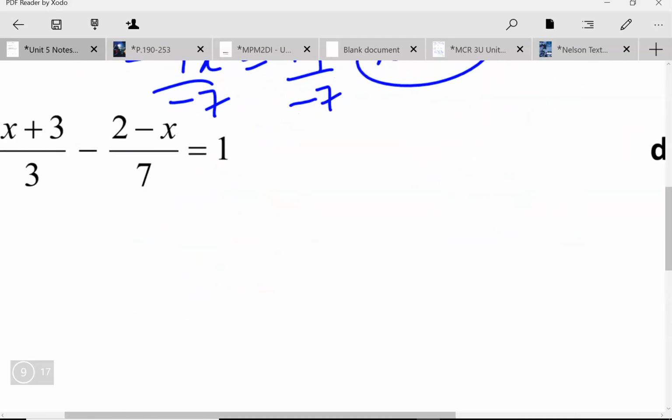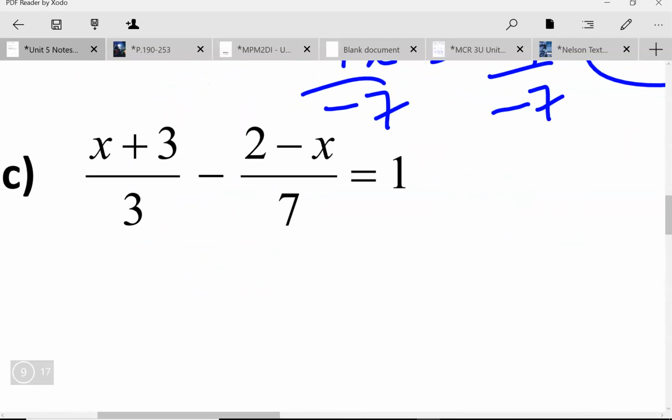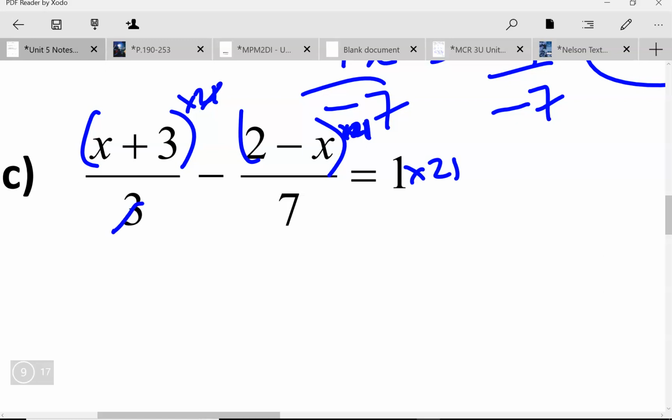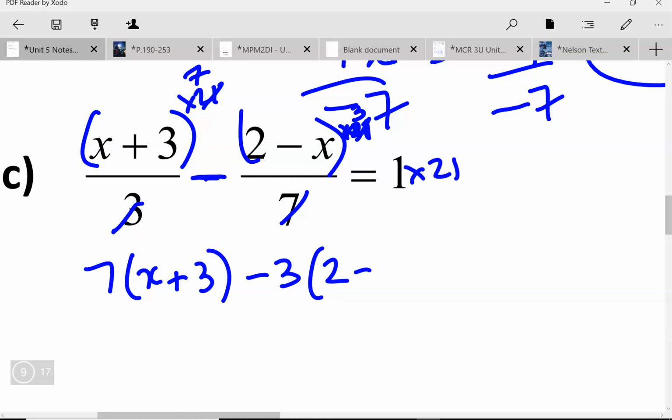Let's take a look at some of these questions. Very similar looking question. First step, you have to put brackets around the numerators because they're divided by a fraction. Lowest common denominator here is 21, so times 21, times 21, times 21, each term on both sides. So 3 and 21 cancel to give me 7, 7 times x plus 3. 7, 21 cancels to give me 3. So watch out for the negative here.